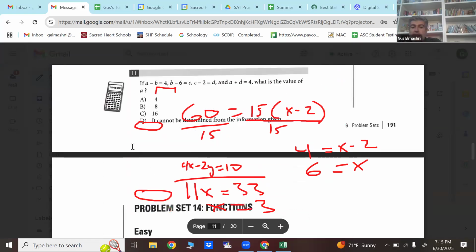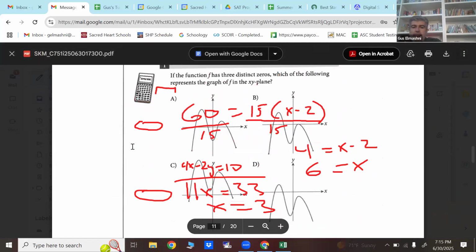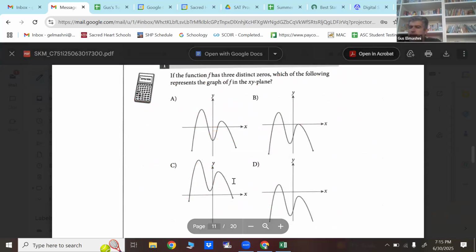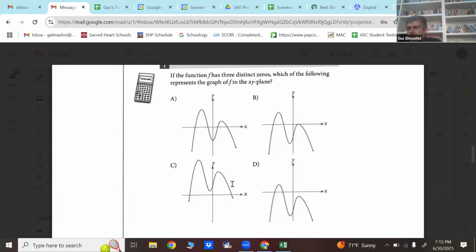Okay, functions. This is also part of advanced math. Some of you have not taken algebra 2 yet, so you might find this a little tricky. When they say the function has 3 distinct zeros, how many times should it cross the x-axis? 3 times. Which graph crosses the x-axis 3 times? B, that's it.